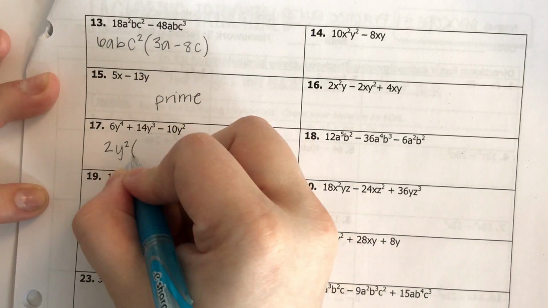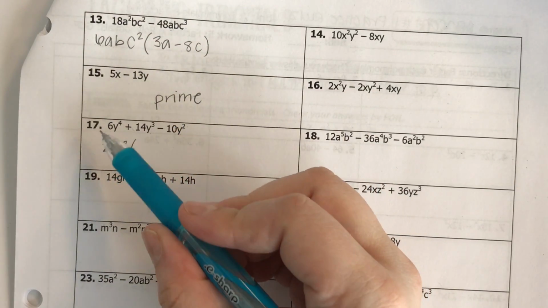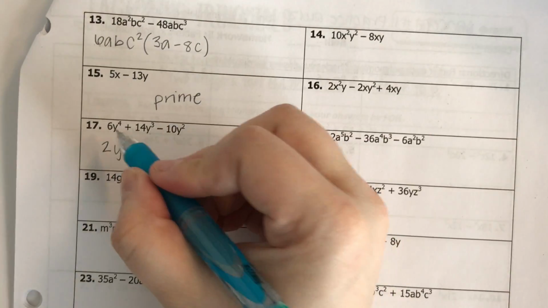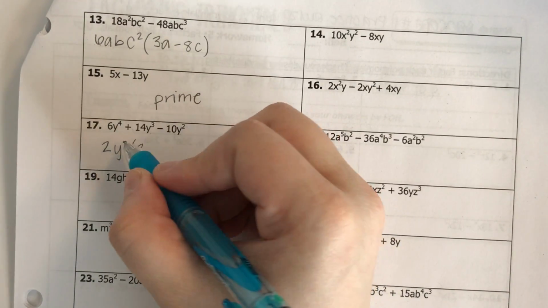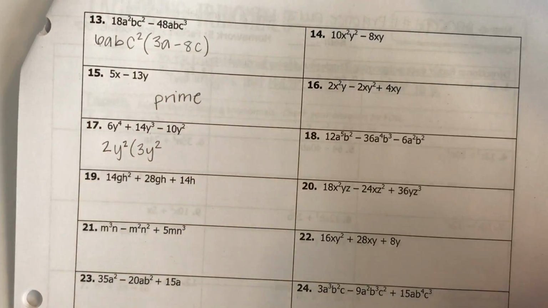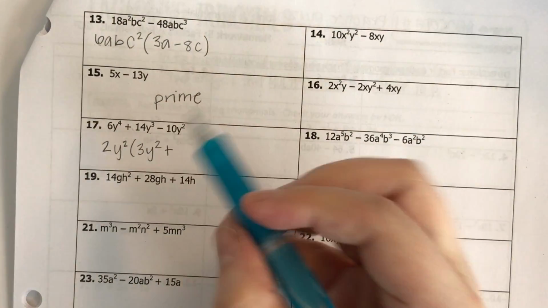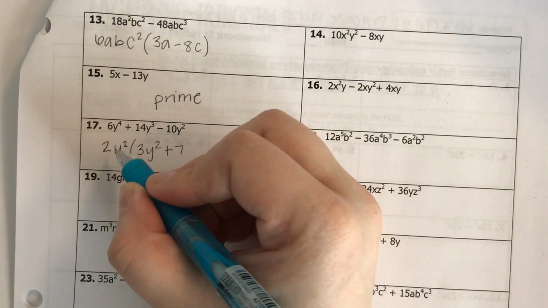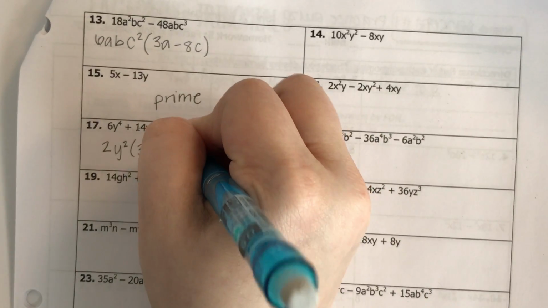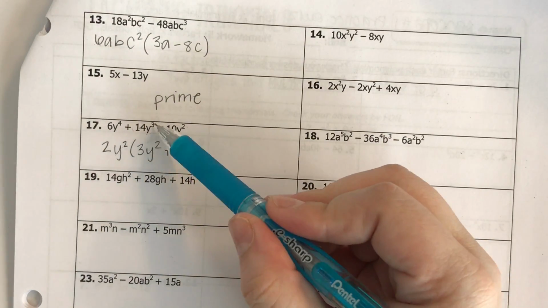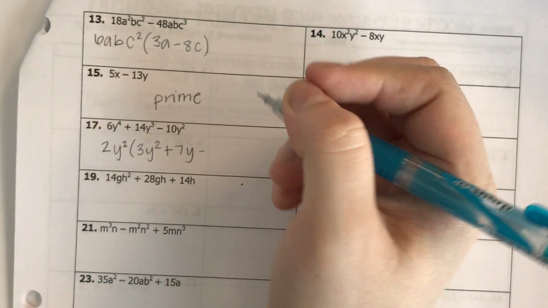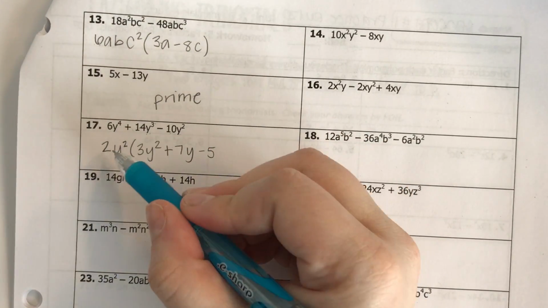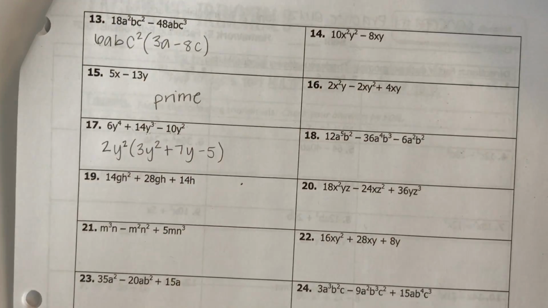Okay, so what's left? 6 divided by 2 is 3. Y to the 4th divided by y squared, well, 4 minus 2 is y squared, plus 14 divided by 2 is 7. Y cubed divided by y squared, well, 3 minus 2 is 1. Remember when you divide, you subtract exponents. Okay, minus 10 divided by 2 is 5. And y squared and y squared cancel out, so that's all that's left right there.